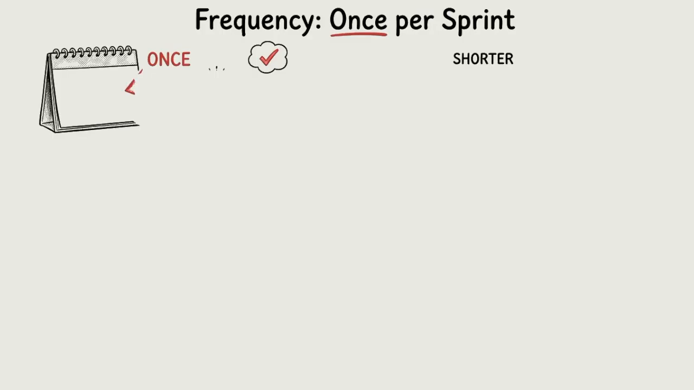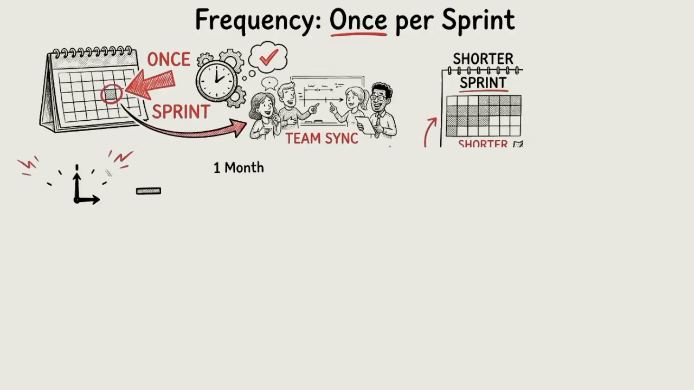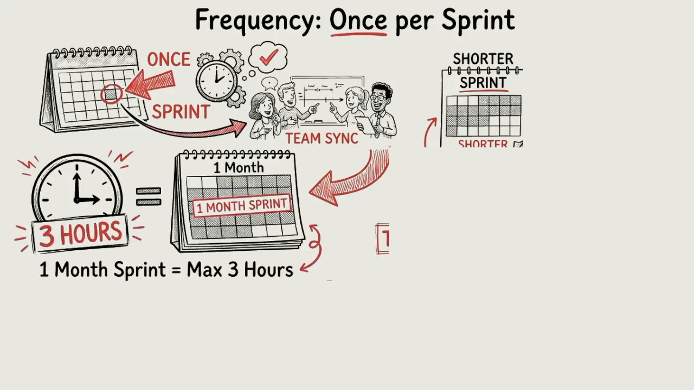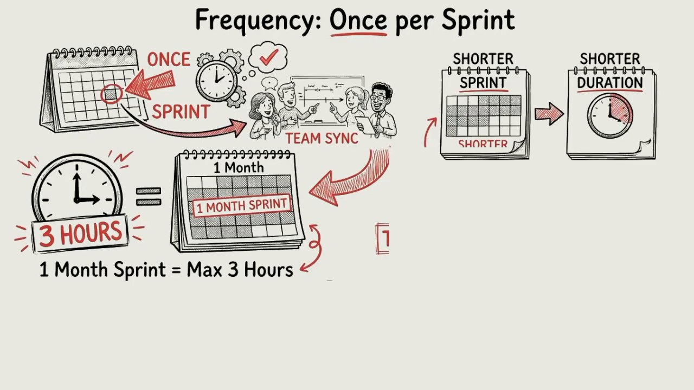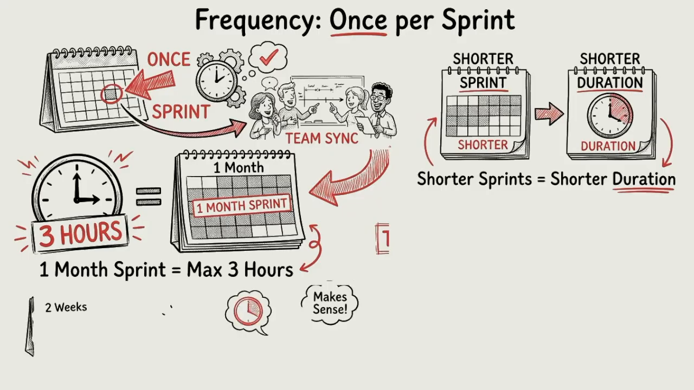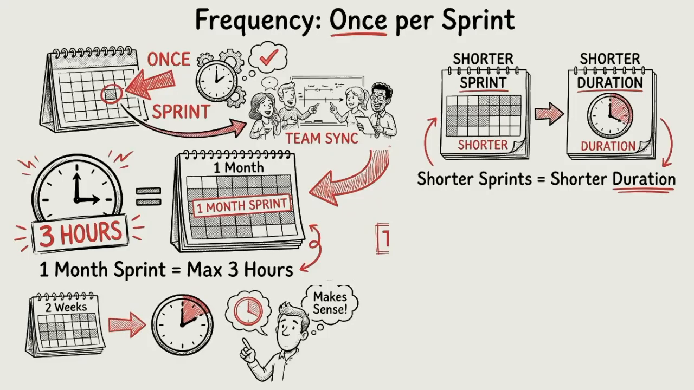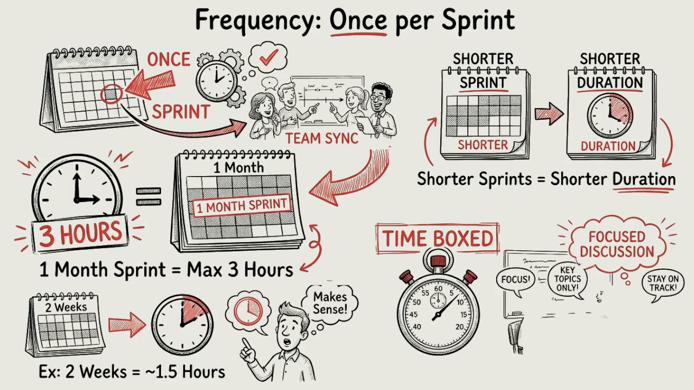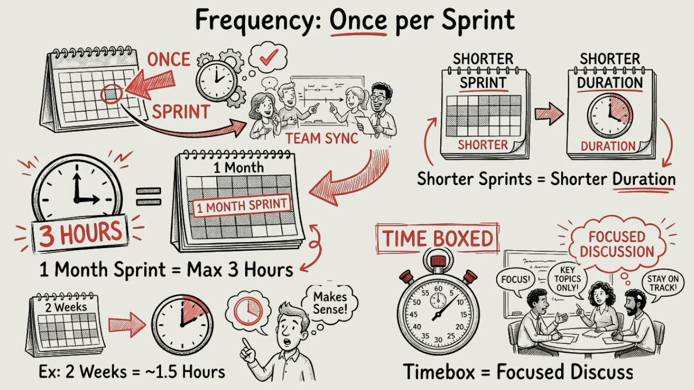The sprint retrospective happens once every sprint. For a 1 month sprint, it is time boxed to a maximum of 3 hours. For shorter sprints, the duration is proportionally shorter. For example, 1.5 hours to 1 hour for a 2 week sprint. The time box ensures focused discussions without turning it into a long or exhausting meeting.